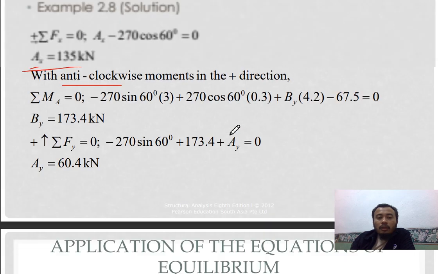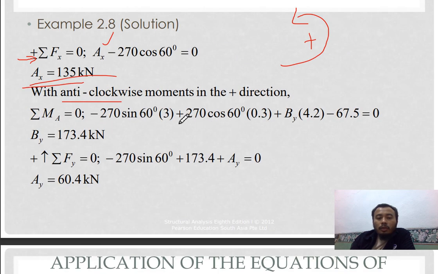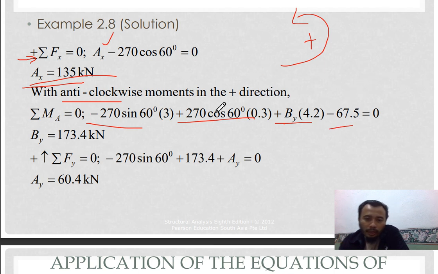So as you can see here, you write positive cos 60, negative sin 60. Then By is positive because of this anti-clockwise, and then the moment at the end of the bar is negative because it is clockwise. So solve this equation, you will get your By is equal to 173.4 kilonewton.